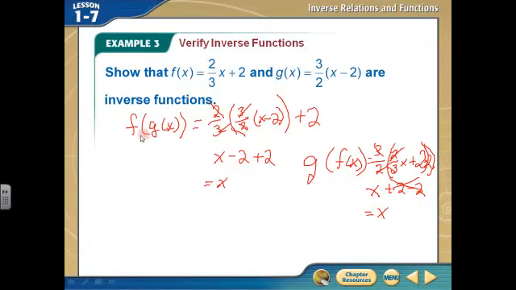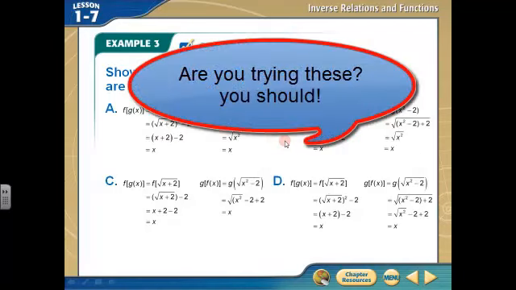So I've got f of g of x equals x, g of f of x equals x. Yes, these are inverse functions, and this is our proof. This is our verification. Your turn. Try this one out.